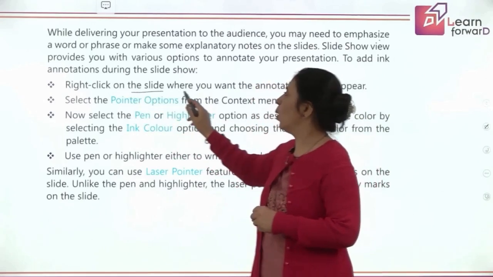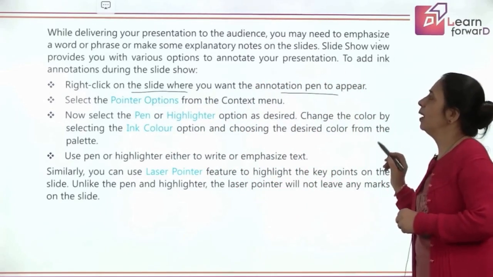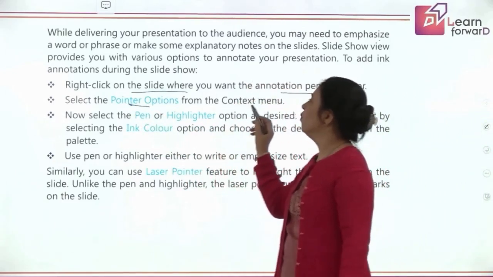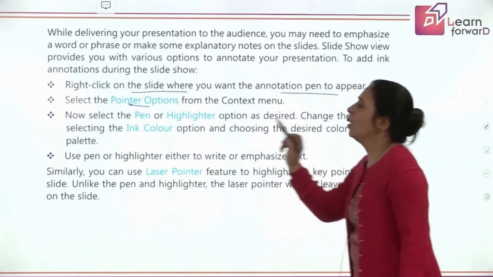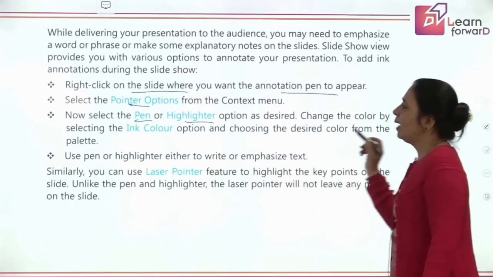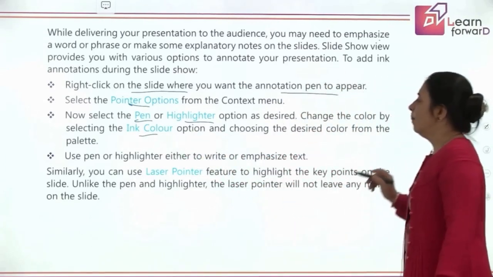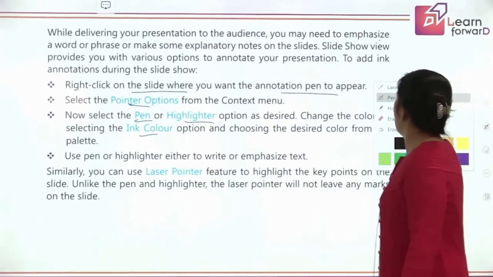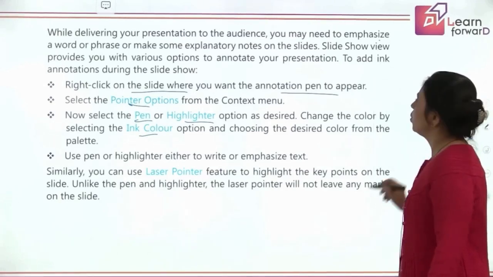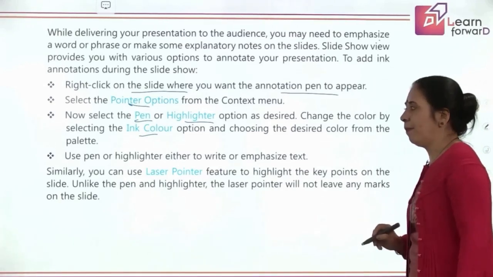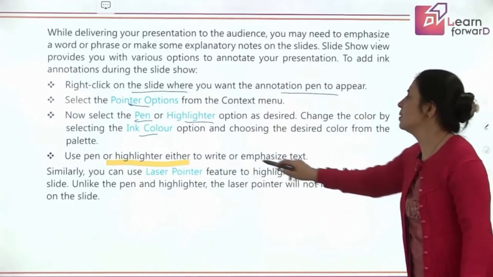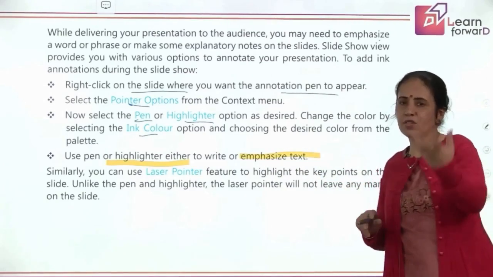Just right click on the slide where you want to annotate and the pen will appear. Select the pointer options from the context menu and now select either the pen or the highlighter. This all I have told you, and even you can change the color by ink color option. See, suppose I am choosing a highlighter and we can choose the color which you want to change. So, color will be applied. Now, use the pen or highlighter and see this highlighter is now coming in the color which I have chosen.